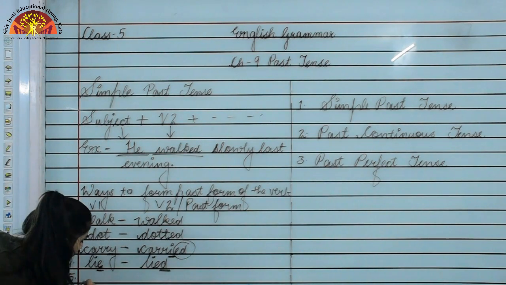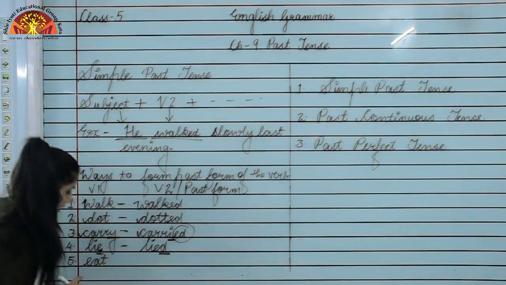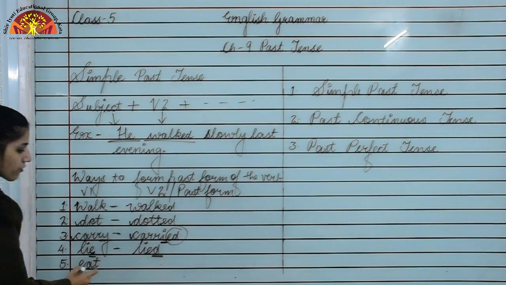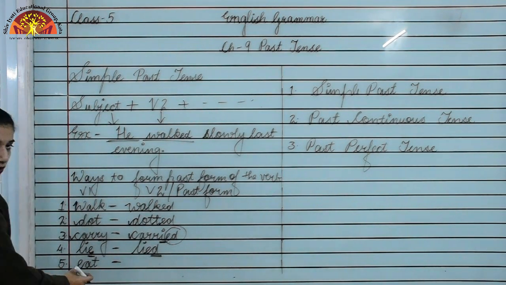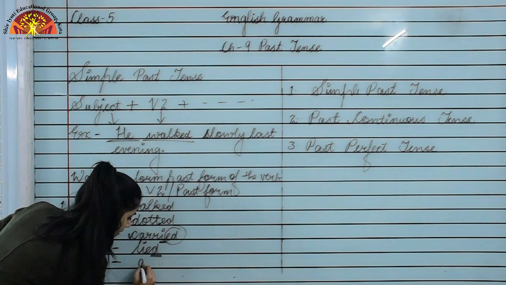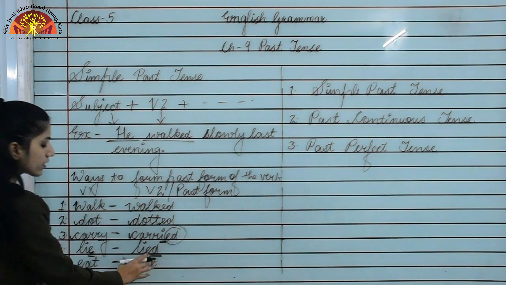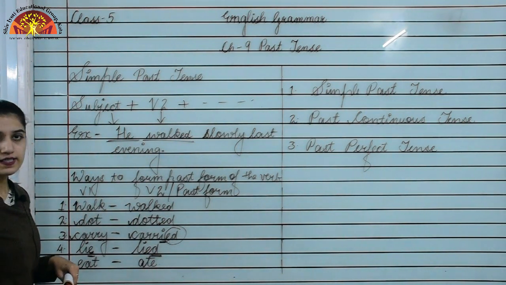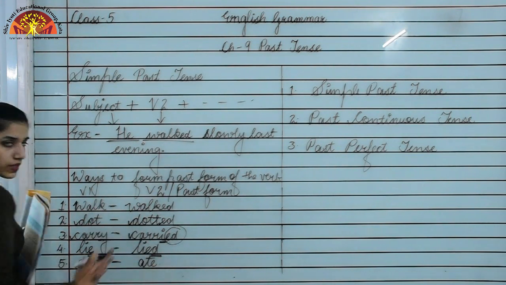Let's see an example. If it is eat, it is the first form, the main form of the verb, that is eat. To form the second form, it is ate. You can see the word has totally changed, isn't it? Here the word is totally changed.